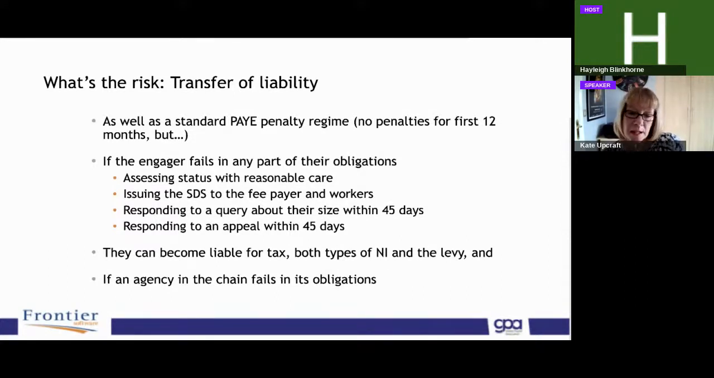And that's been done deliberately to make sure that engagers take seriously this change in the law, but they also secure their supply chain and make sure that all the agencies they're working with also act appropriately if they're instructed to deduct tax and NI from a consultant's invoice.